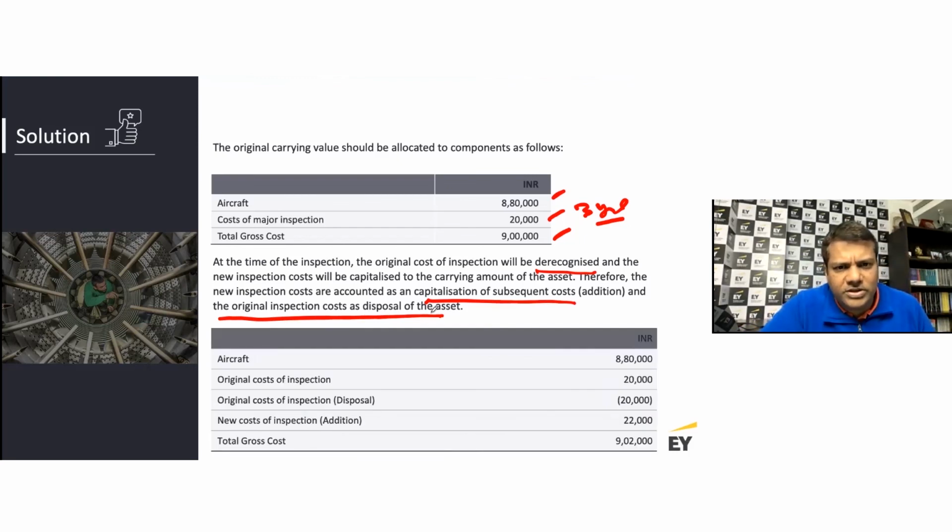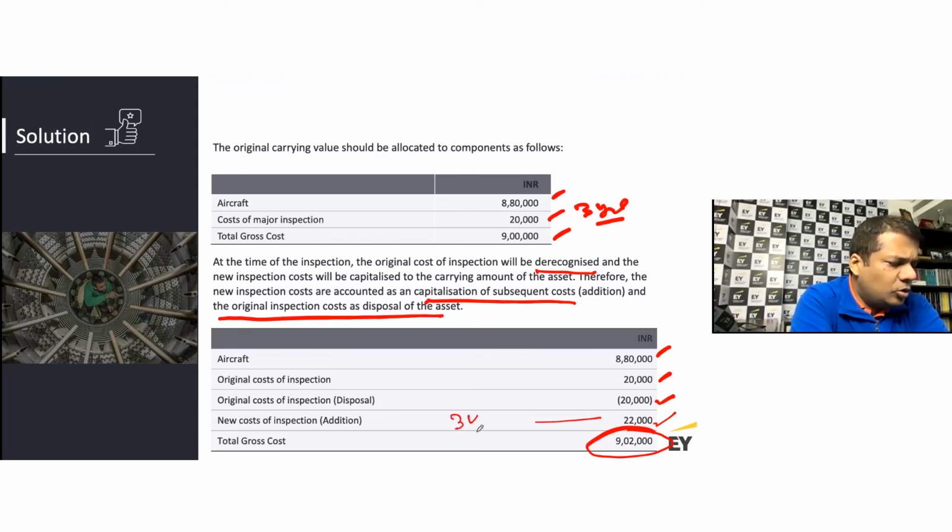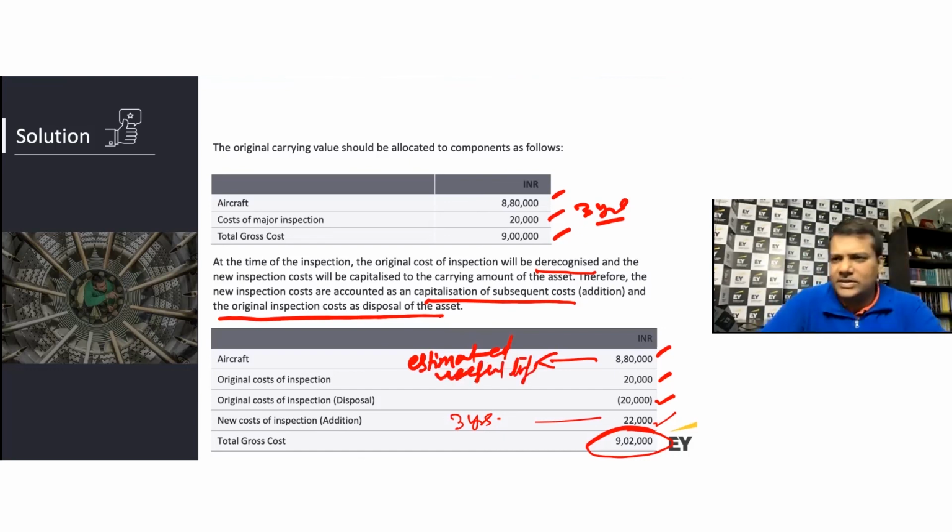So here, the 8,80,000 and original 20,000 reconcile to this, and then I'm going to de-capitalize this 20,000 and record this new item, so my total gross cost has now become 9,02,000. This 22,000 is again going to be depreciated over a 3-year period, and the 8,80,000 is anyway getting depreciated over its estimated useful life, of which we don't have the information as part of this question.